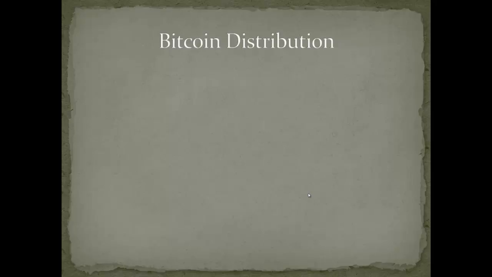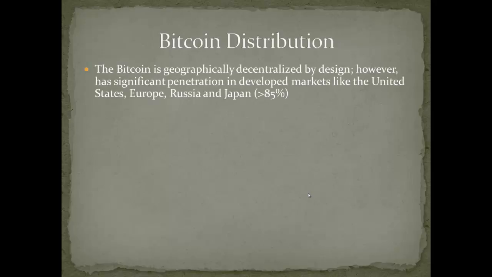So Bitcoin distribution. So how is Bitcoin geographically distributed? Well, it's geographically decentralized by design. The Bitcoin holds no flag. There's not an American flag on it. There's not a Japanese flag. It's a decentralized peer-to-peer currency. There is no notion of a nation state or controlling interest.